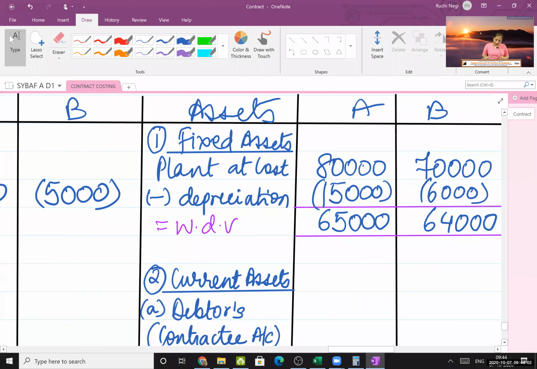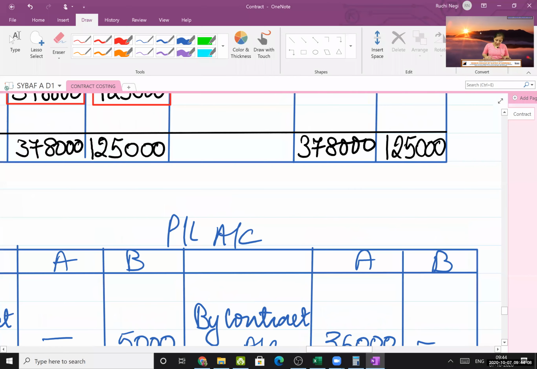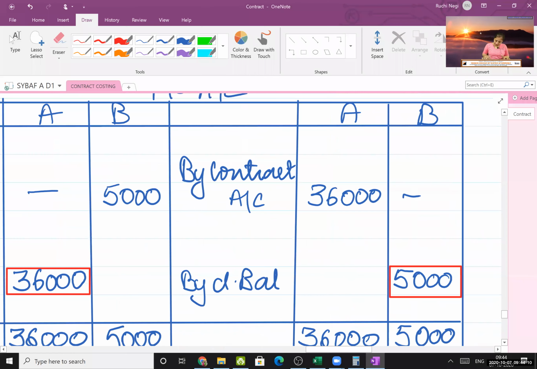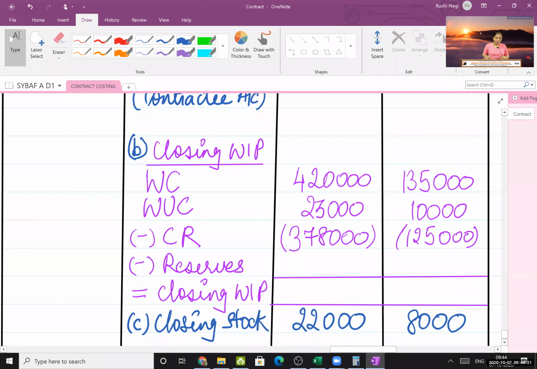Fixed assets, then current assets. May I have my data, that is my contractee account. Check the balance in the contractee account, 3,78,000 and 1,25,000. Then WIP, they have said show the breakup of WIP. Work certified, uncertified, cash received, reserves. Yes, I have my reserves now, we calculated them just now. How much are my reserves? For A, 24,000.